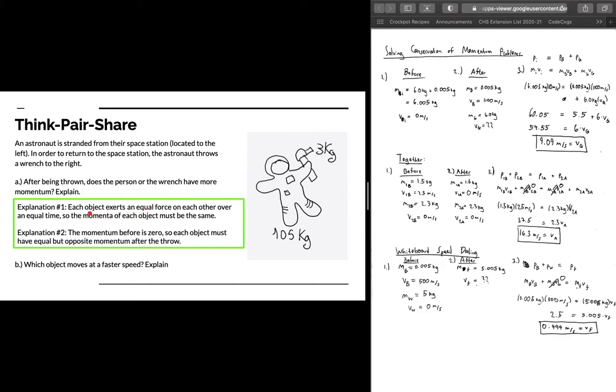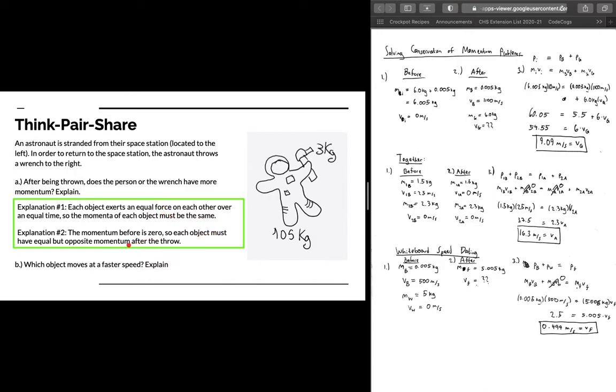So, there's the first explanation. We can also look at it this way: each object exerts an equal force on the other over an equal amount of time. Equal force comes from Newton's third law. An equal amount of time comes from the fact that time is the same for both objects. So the momentum of each object must be the same.